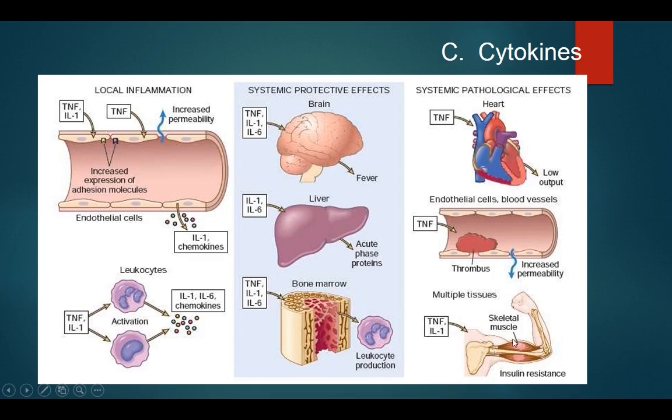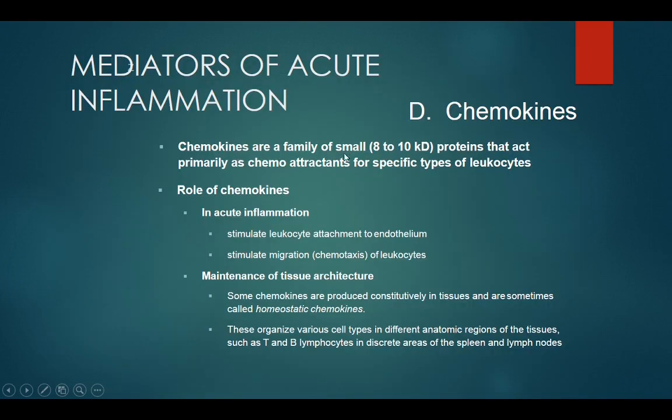It can produce these diabetic-like features due to insulin resistance. So chemokines are a family of small 8 to 10 kilodalton proteins that act primarily as chemoattractants for specific types of leukocytes. What is the role of chemokines? In acute inflammation, they stimulate leukocyte attachment to endothelium, and they also stimulate migration of leukocytes.